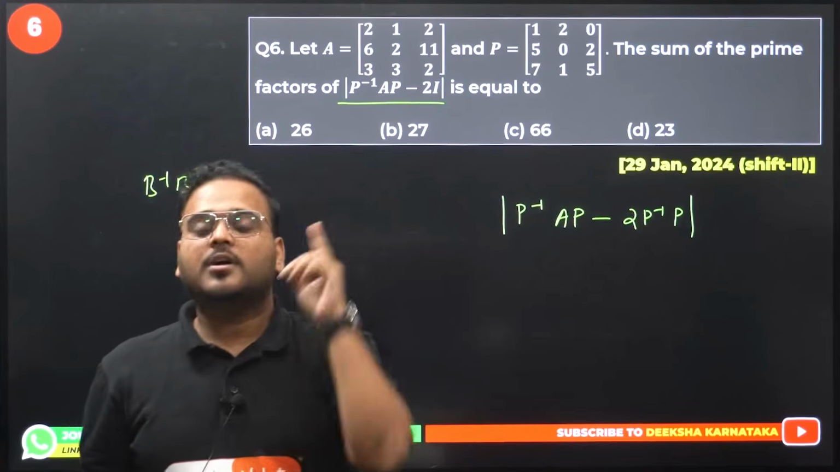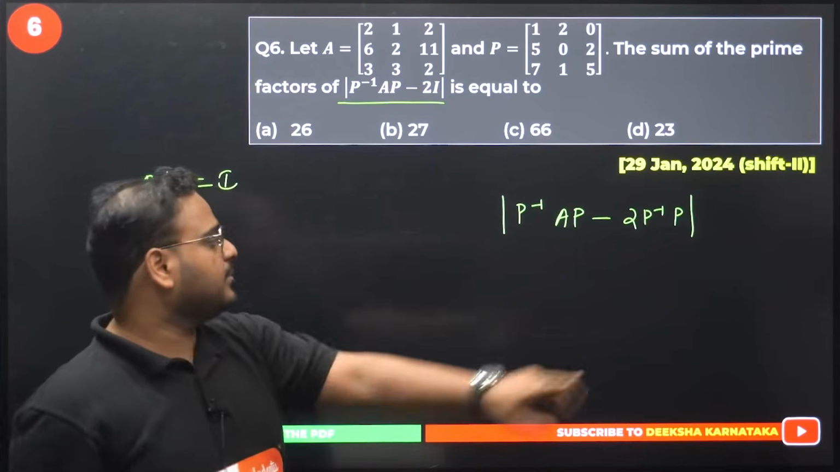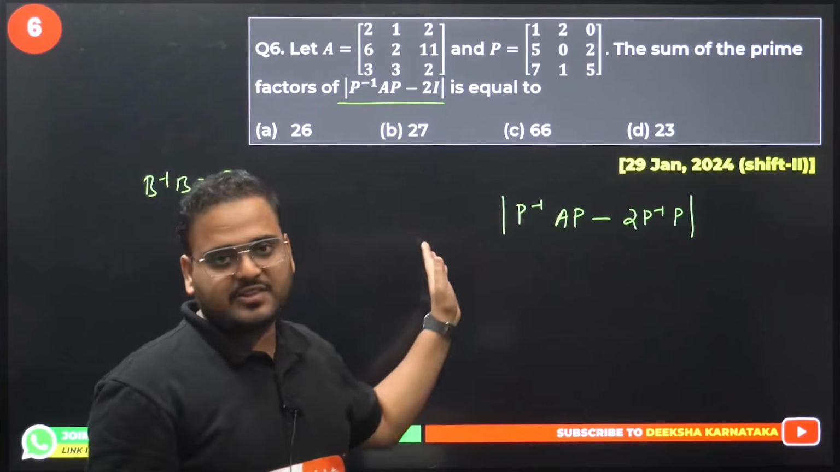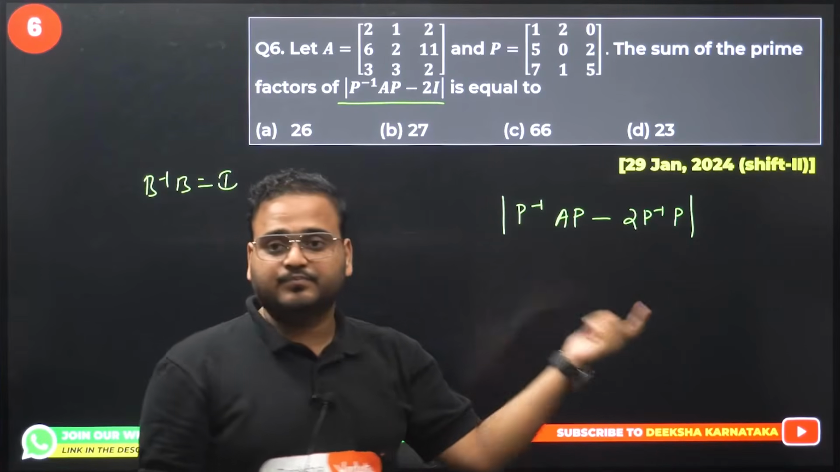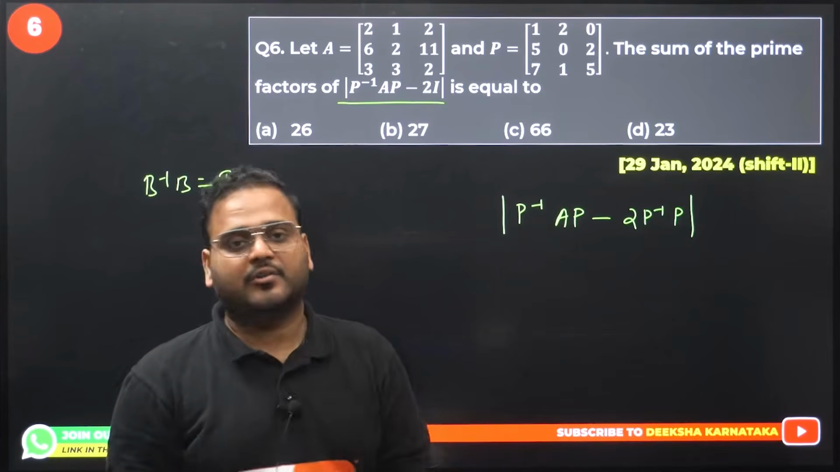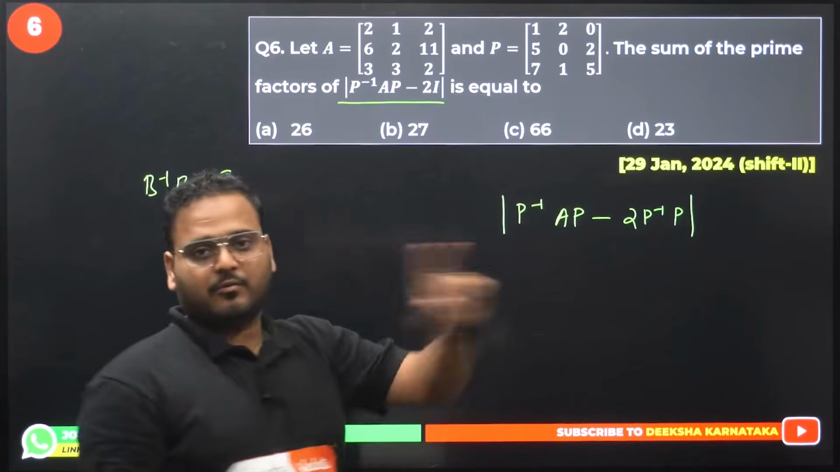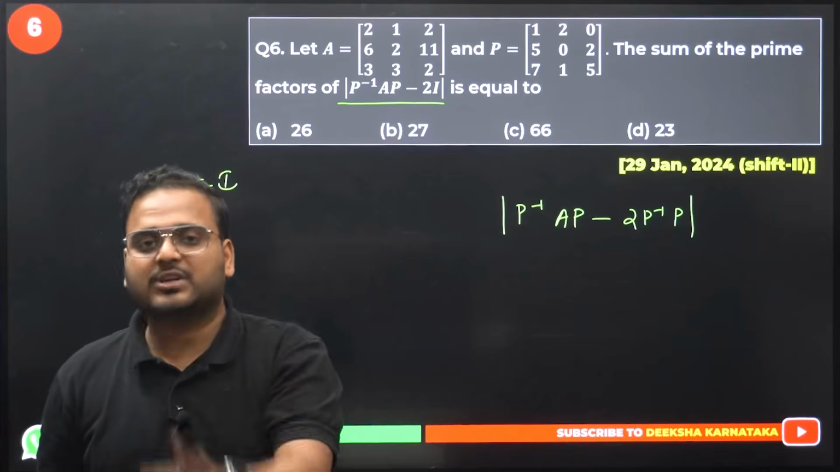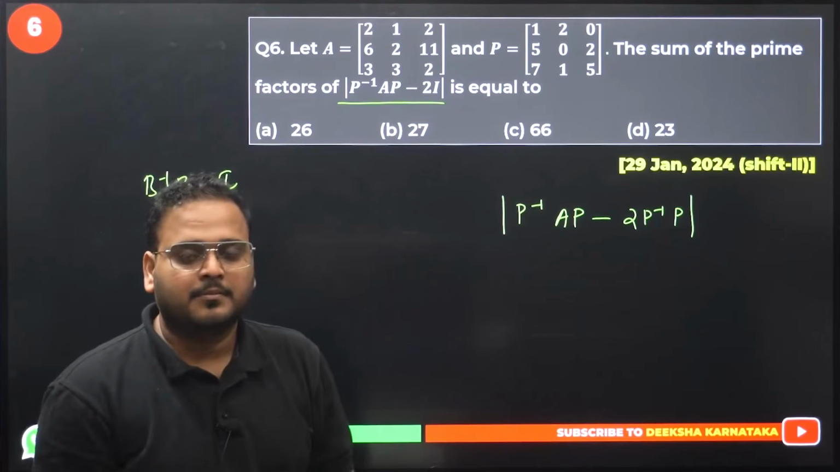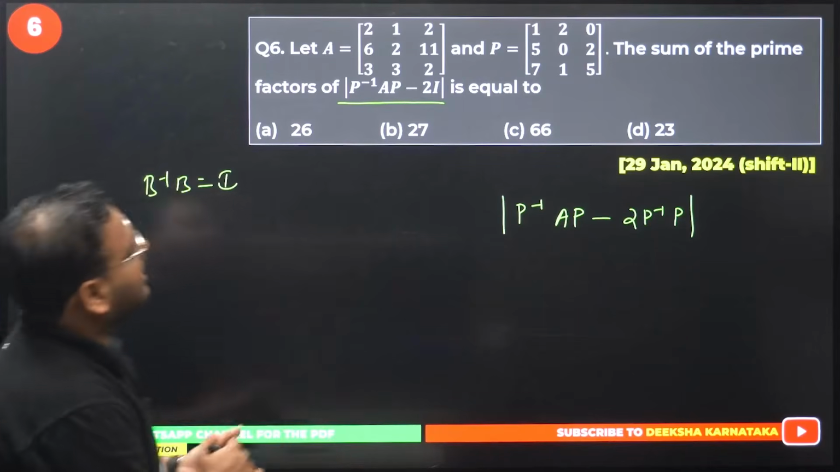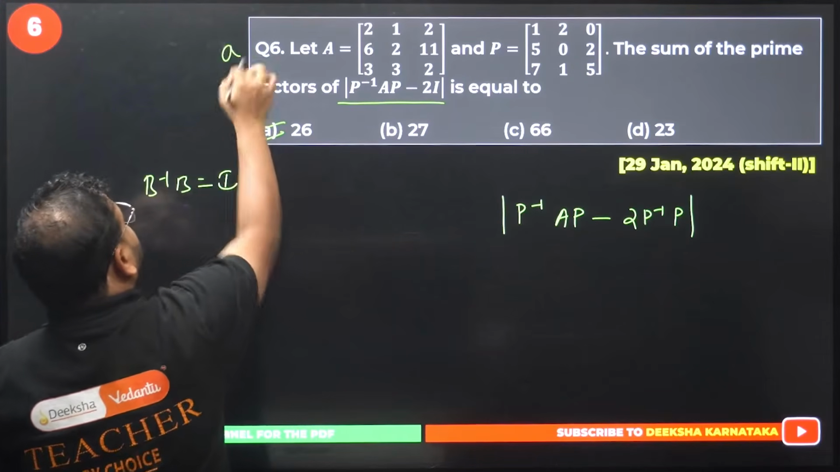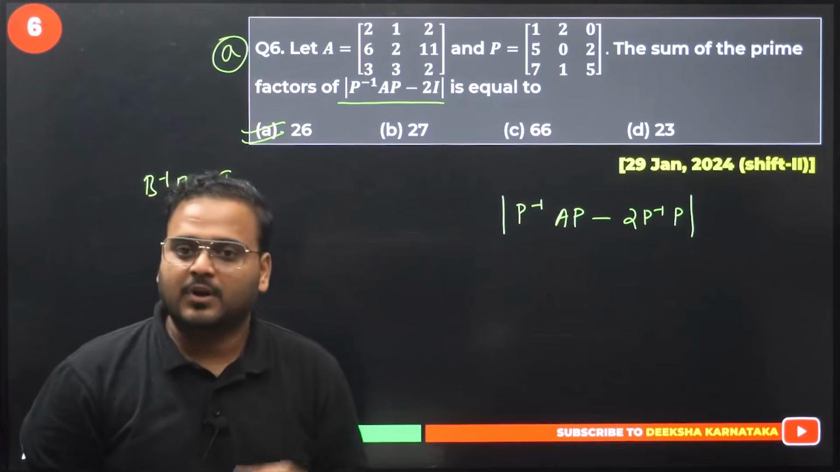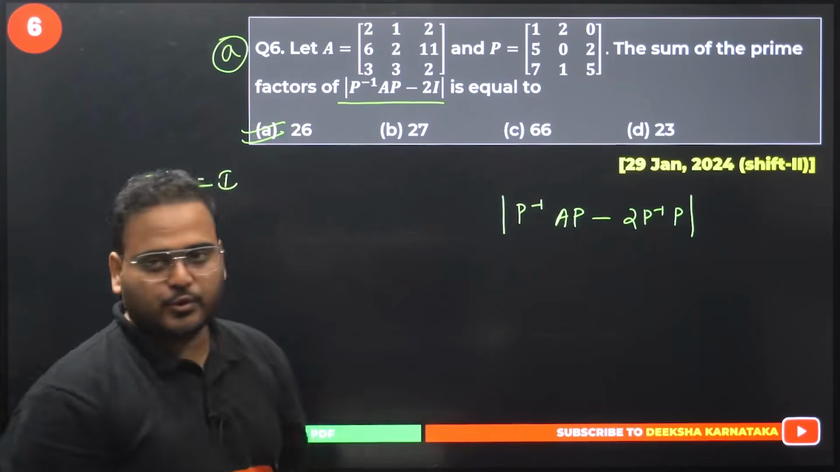Now from here, pause the video and give an attempt. Take P inverse common on the left side and P common on the right side. Do it and you'll have an answer from there. Give an attempt from your side. 1 minute, pause the video and come back to check the solution later. Are you done with the answer? Do you have the answer as option A? Option A is the correct answer. I'll show you now.